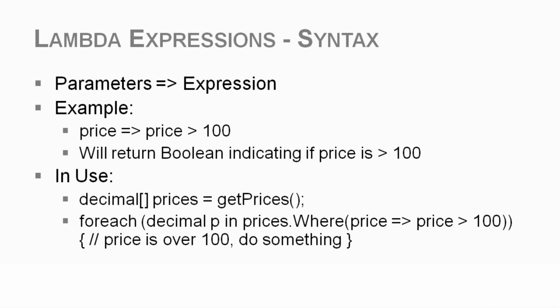And then we're going to do a little bit of a query on those prices. So for each price in prices, we're going to say where the price is greater than 100. If the price is over 100, then we'll do something. That where clause is where our Lambda expression is, taking an input parameter of price that we're getting from that for each statement and checking to see if that price is greater than 100.